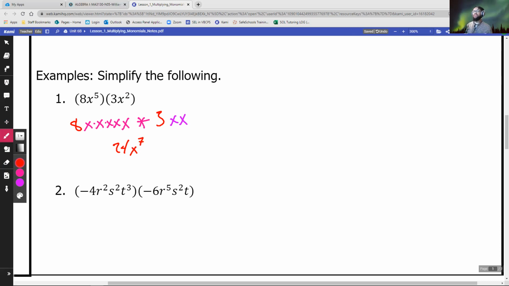So this is how we do it when we're expanding it. If you wanted to do it just using the rule we just learned, you multiply the numbers together first. You multiply these things together, and then you add the exponents. So 8 times 3 would give you 24. And then x to the 5th times x squared, the 5 plus that 2, you still keep that x, it gives you 7. You get the same thing either way you do it, all right? So with that in mind, go ahead and try number 2. That one can be a wee bit difficult or confusing to look at, but I think you can do it.